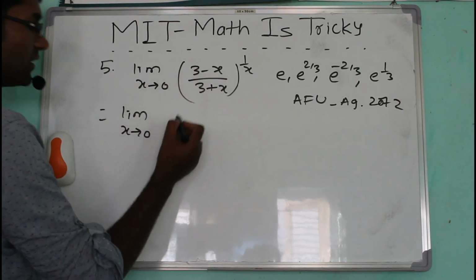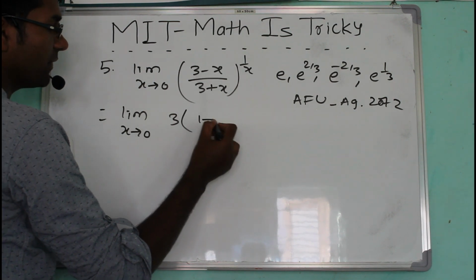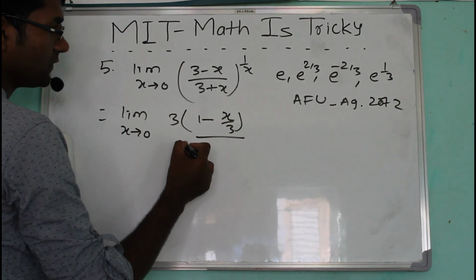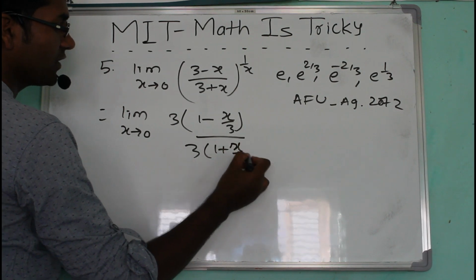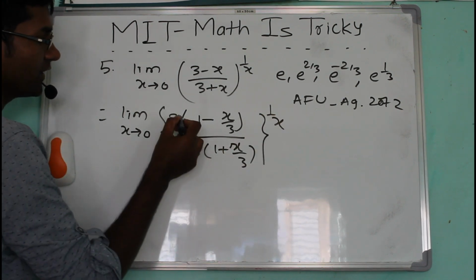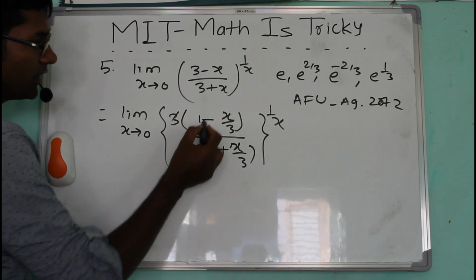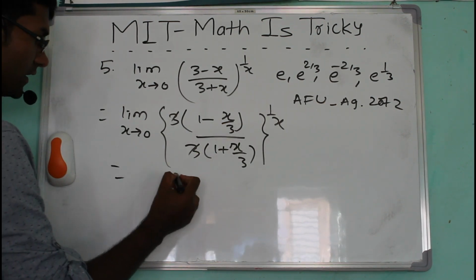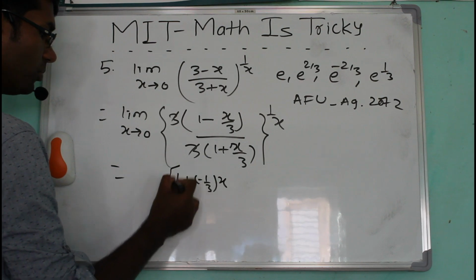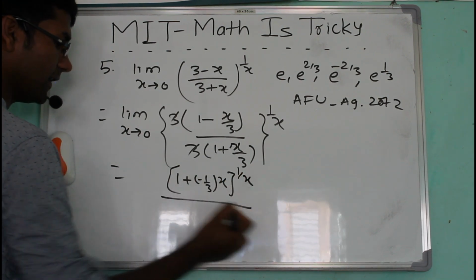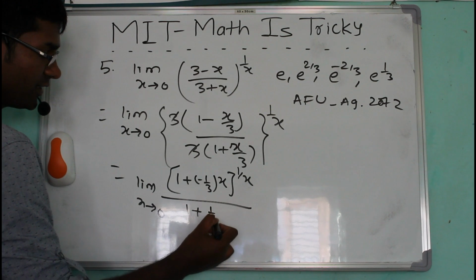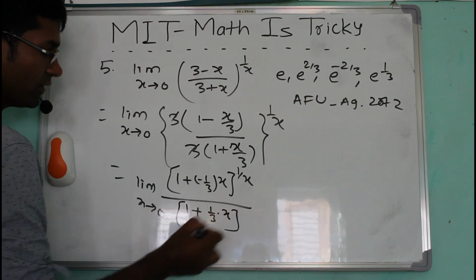So let's take 3 common. 3 common from the numerator, so 1 minus x by 3 will be there, and in the denominator again 3 common, so 1 plus x by 3, and the whole is again power 1 by x. So 3 and 3 cancel. It goes into the formula like this: 1 plus minus 1 by 3 times x whole power 1 by x, and limit x tends to 0, over 1 plus 1 by 3 times x whole power 1 by x.